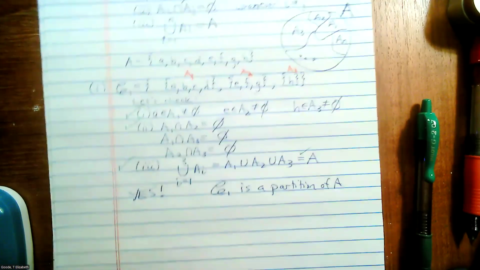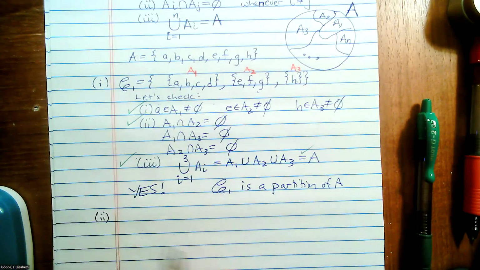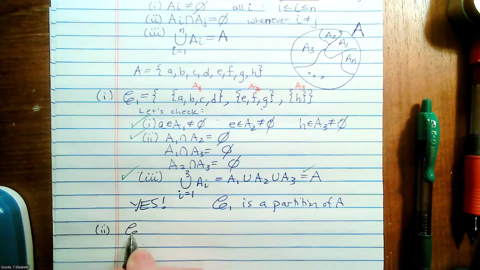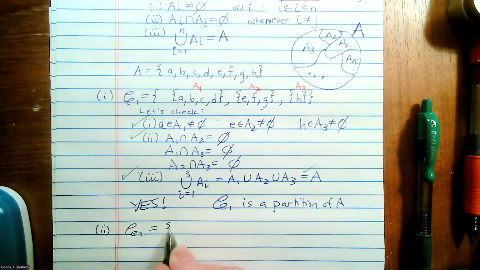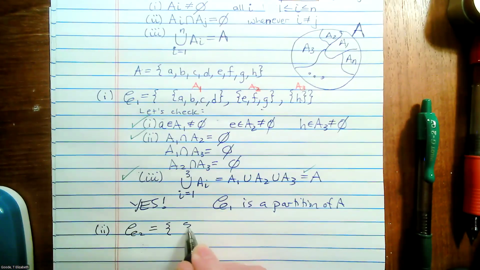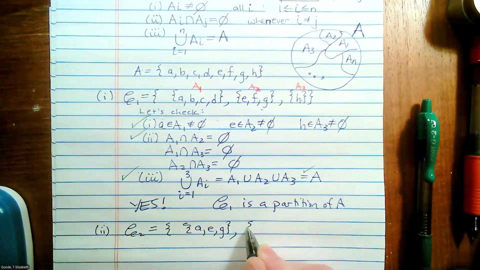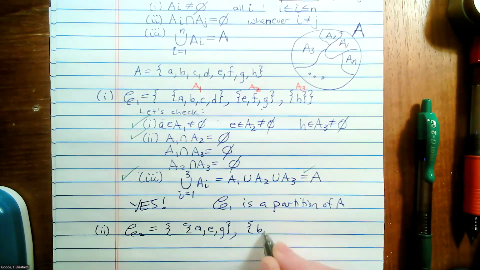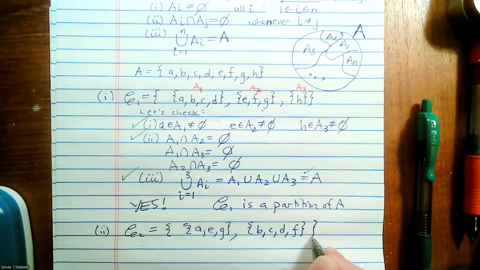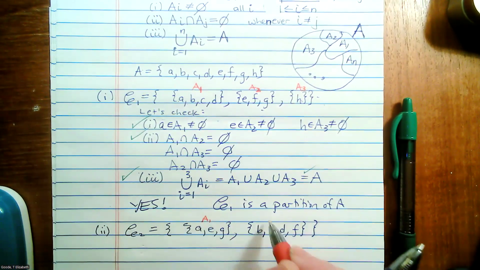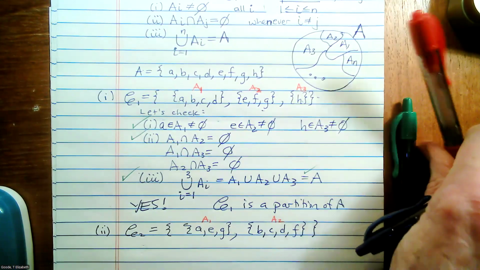All right, what about C2? So you get the game now, right? All right, so C2 has A1 and A2 in it. So A1 has what? A, E, G. And A2 has B, C, D, and F. So we got A1 and A2. All right, so let's check.